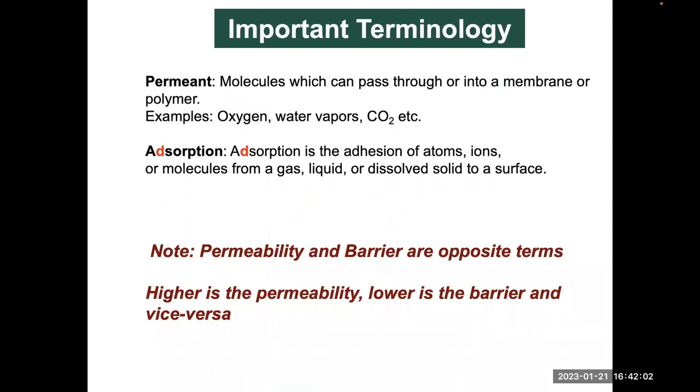Let's look at some more terminology. Now, you see the words, you have permeant, adsorption. So what is a permeant? A molecule which can pass through or into a membrane or polymer, that is what we call a permeant. And also, we have talked about sorption. There are different terms. You have adsorption and absorption. So what is the difference between the two?